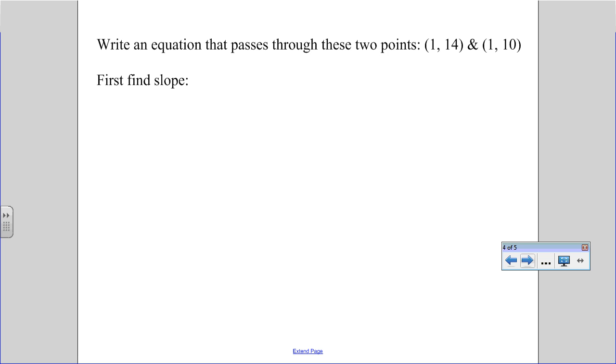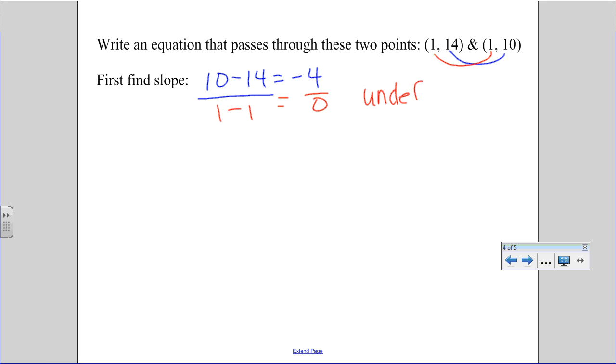I need to find slope, so I'm going to do 10 minus 14. And I'm going to do 1 minus 1. Hopefully you're noticing something. And negative 4 minus 0 is undefined. Well, there's absolutely no number we can plug in for undefined, so we can't even try to use point-slope form if we wanted to. So what we need to do is go through our thought process. Undefined, we said, was vertical.